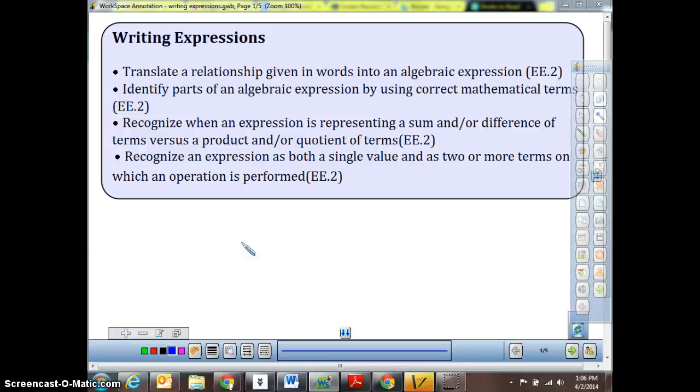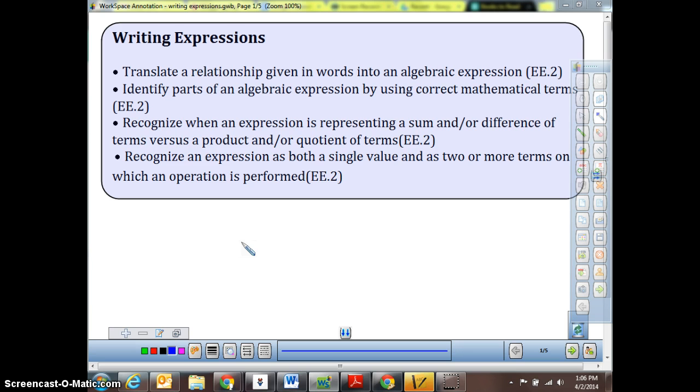Hey, today we're going to be talking about writing expressions. We've been talking about expressions for the last little bit, about numerical expressions and algebraic expressions. And today we're going to work on translating from words into an algebraic expression.